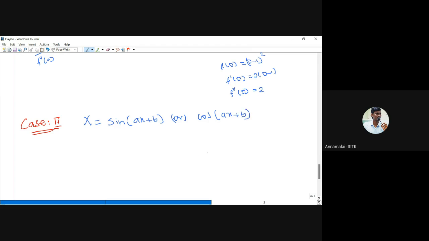Okay. Now you should know what the derivative is. First of all, what is the D of sine of ax? First, you have to differentiate sine and then differentiate the inside function.